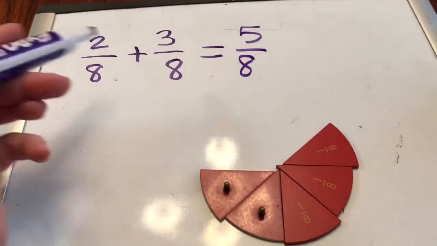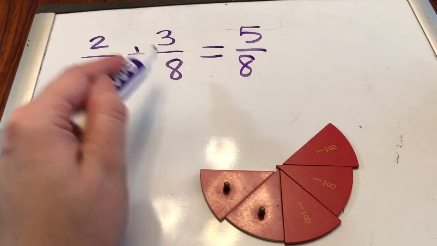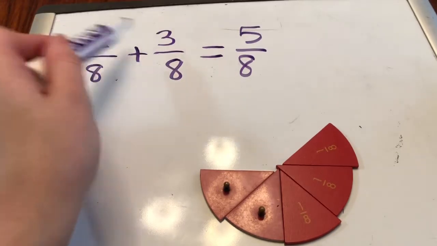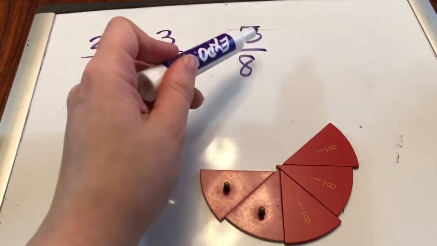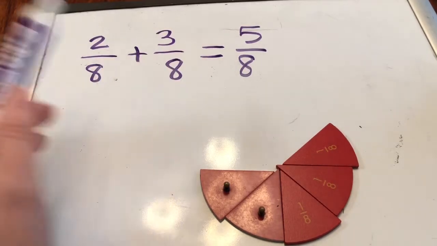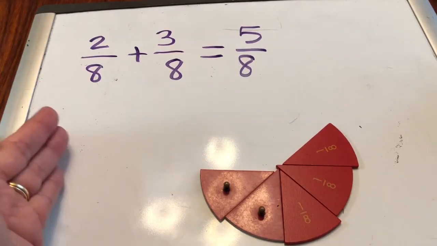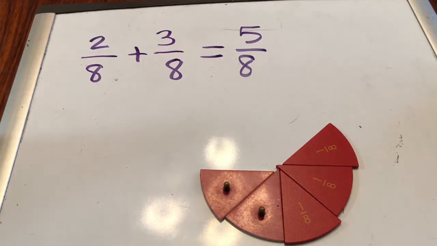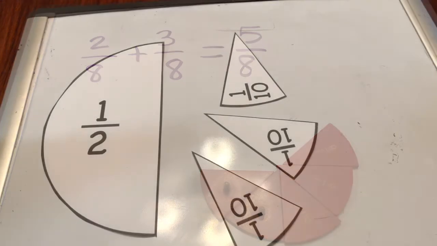Once you get to this point and the denominator is the same, you can also just add the numerators together. 2 plus 3 is 5, and it would be 5/8. But if your denominators are not the same, you cannot add them. You have to change one of them. Let's look at another example.